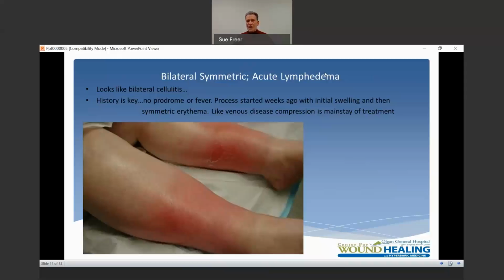Acute lymphedema can cause erythema of the legs. We see this a lot in our clinic. Like venous disease, treatment here is primarily compression therapy. This patient was placed in compression wraps and immediately began to feel better.